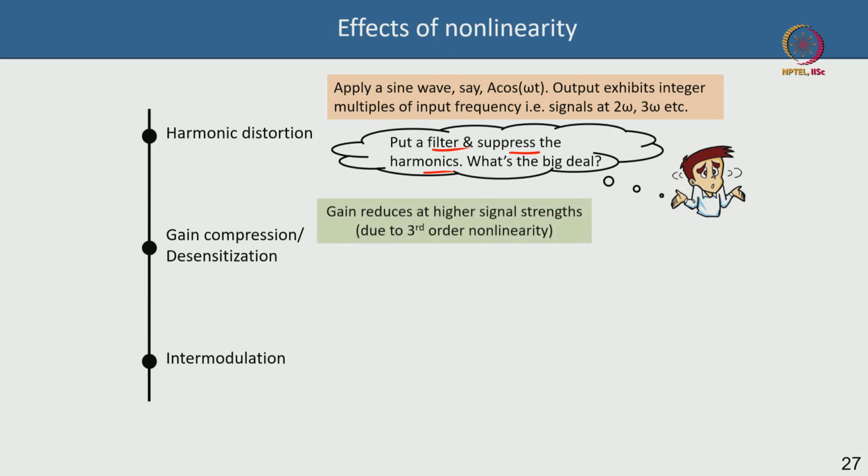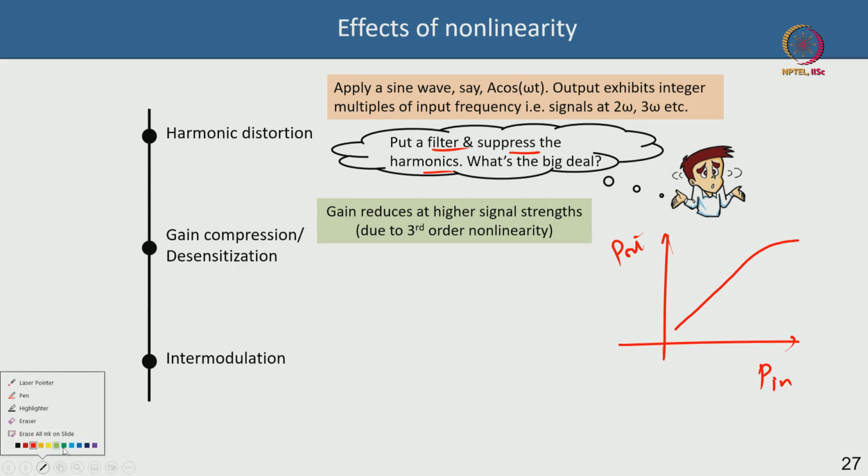Then there is something called gain compression. Gain compression happens when, at higher input signal strength, your gain reduces. If you have the input power on the x axis and the output power on the y axis, then as the input power increases, the output power also increases, until at some point it starts saturating, okay. So if you plot the gain, when your input and output are linearly dependent, your gain is constant, and at this point the gain will start reducing. This is called gain compression.